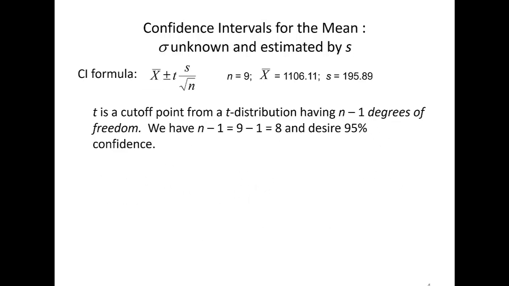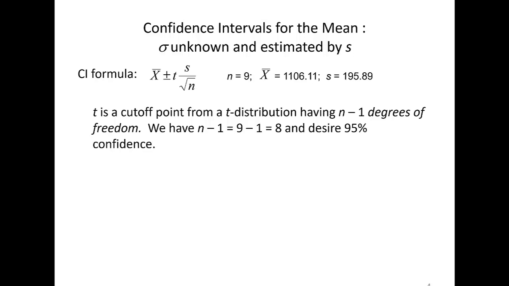So the confidence interval formula that we're going to use is very similar to the one we had in the last video. X bar plus or minus t. It was a z there, but since we don't know sigma, we can't use z because of the additional uncertainty. We're going to use a t times s over the square root of n. Previously we had sigma over the square root of n, but again we don't know sigma, so we're going to use s instead.